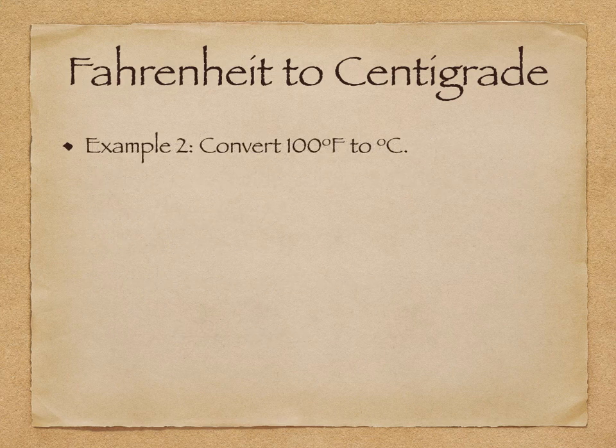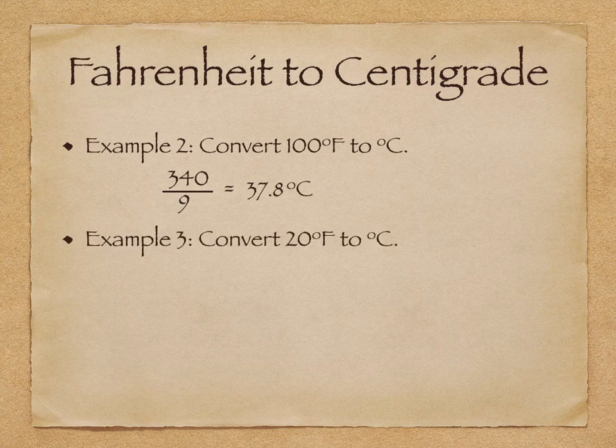Let's take a look at a different example. Let's convert 100 degrees Fahrenheit to centigrade. 100 minus 32 times 5/9. So 100 minus 32 is 68. Times 5 is 340. Divided by 9 is 37.8 degrees. So 100 degrees Fahrenheit is 37.8 degrees centigrade.